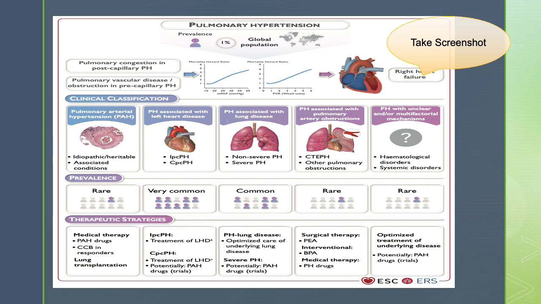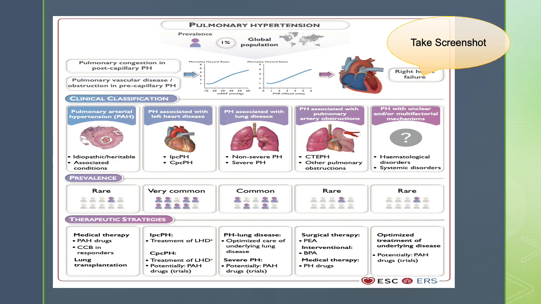If you divide it clinically and not through pathogenesis, you can divide it into pulmonary arterial hypertension, left heart, lung, obstruction, and unclear mechanisms. Pulmonary artery hypertension could be idiopathic, it could be heritable, and there could be associated conditions. It is not very common, at least the idiopathic variant is not very common. It is rare. And here medical therapy mostly that we talk about, the PH drugs, are indicated in pulmonary arterial hypertension. They act here. So here you have to look for responders to give them calcium channel blockers, and they could be candidates for transplant.